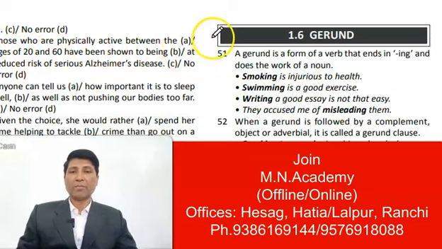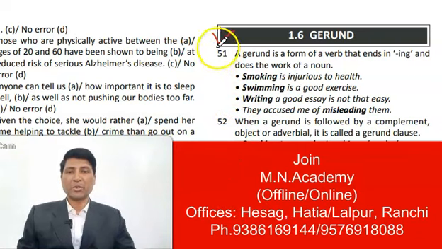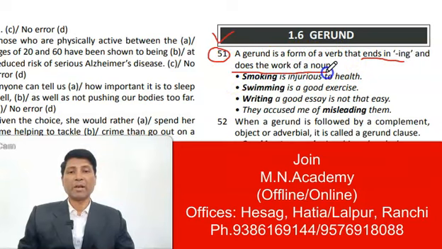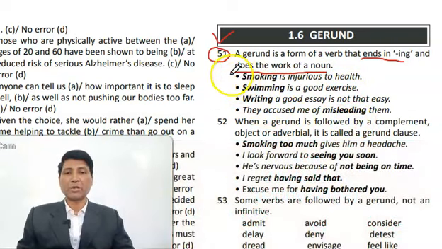Look at the screen, and this is 1.6 Gerund beginning from rule number 51. Look at rule number 51 first, and let us understand what Gerund is. The rule says a gerund is a form of a verb that ends in ing and does the work of a noun. So these two parts that I am underlining should be memorized by you. Now look at the examples given here and understand the concept.